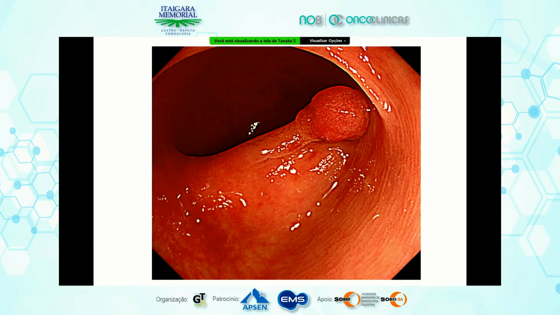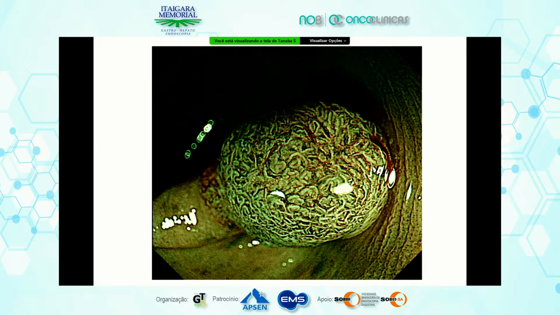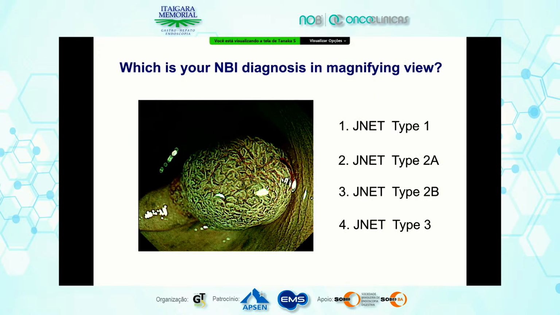Case 2. This is a tiny polypoid lesion. How do you diagnose this NBI finding? Please vote. Type 2A, half and half.